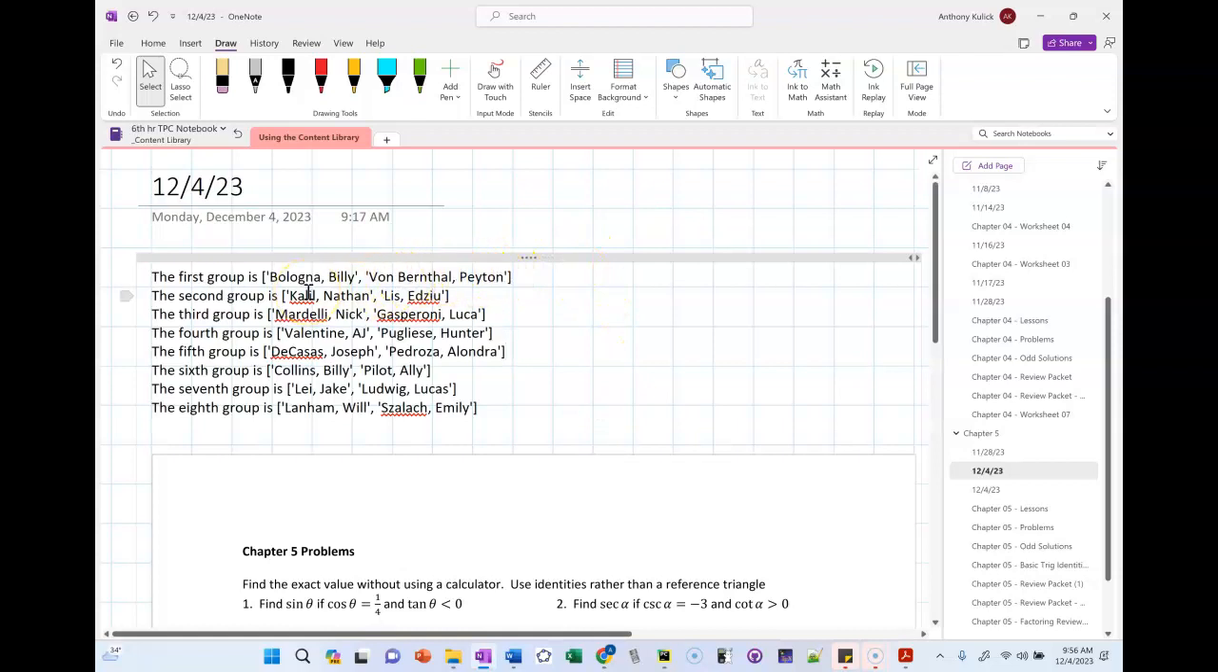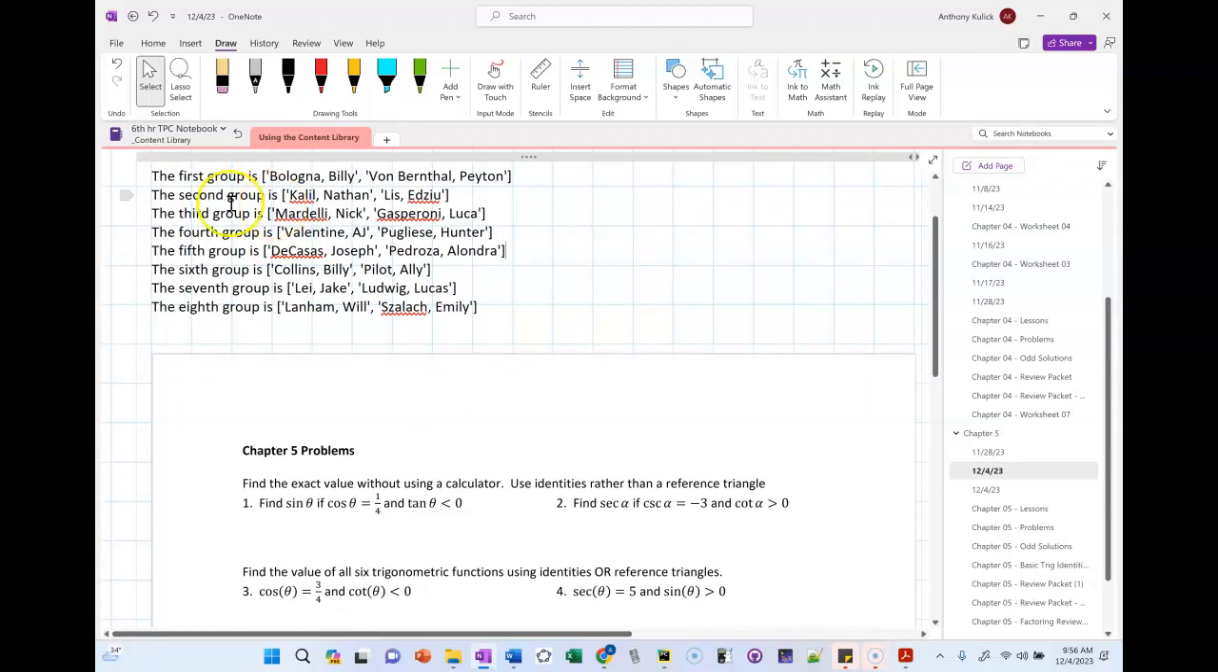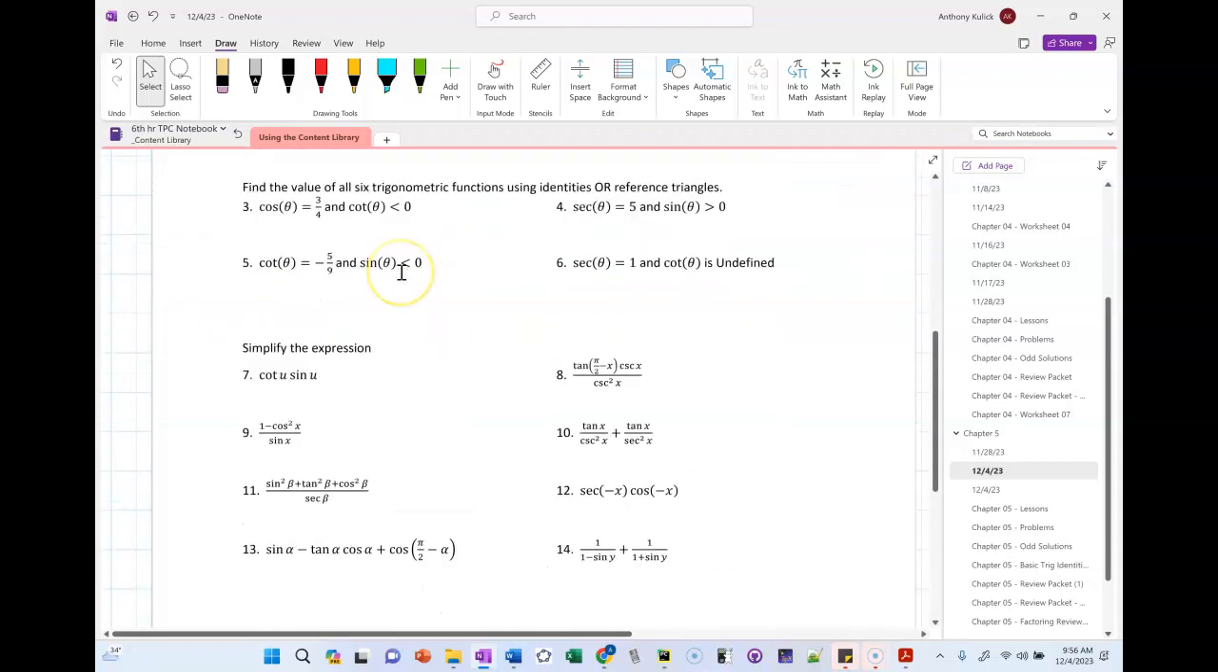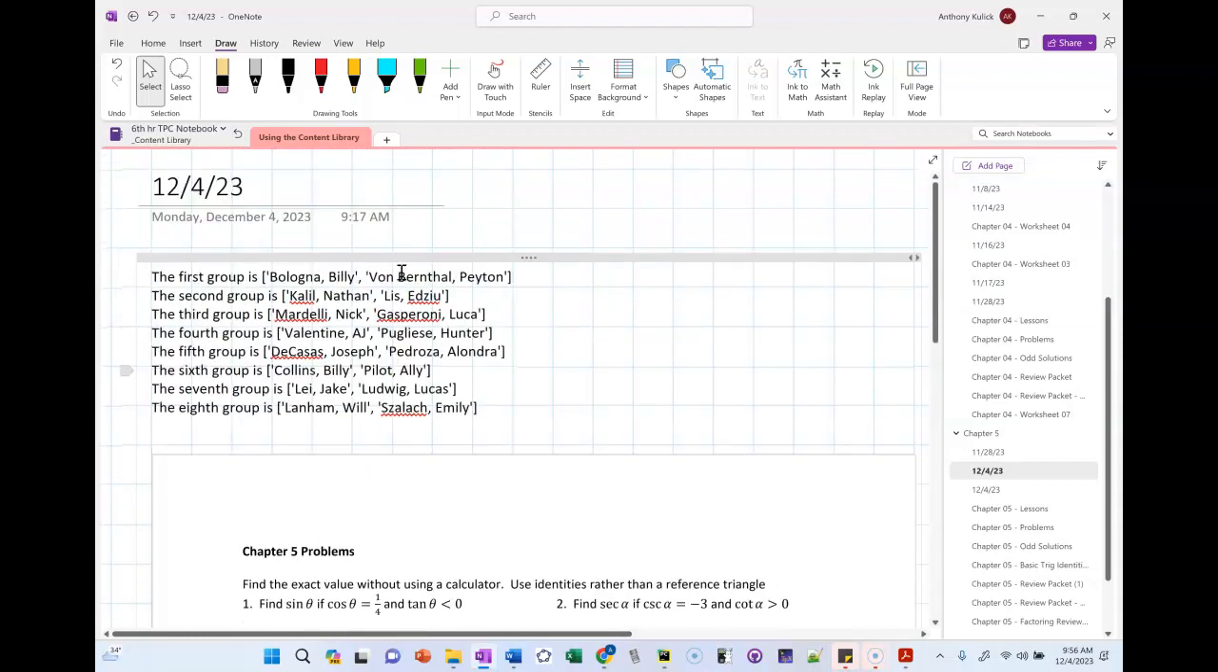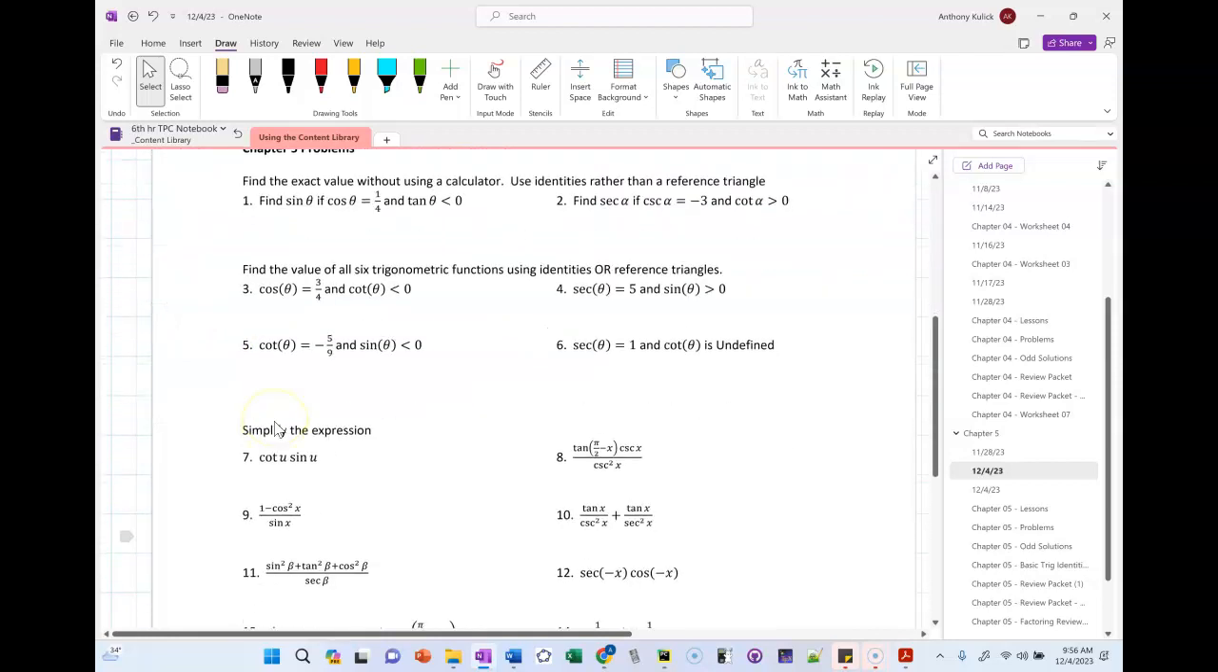So group 1 is all in the bathroom right now, apparently. So group 2, we'll start with you guys. Nate's in the bathroom. All right. Group 3 then, we'll start with you.